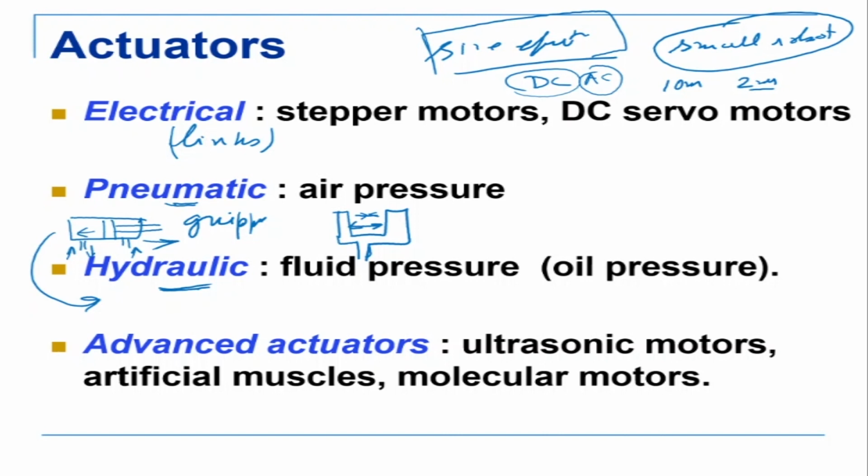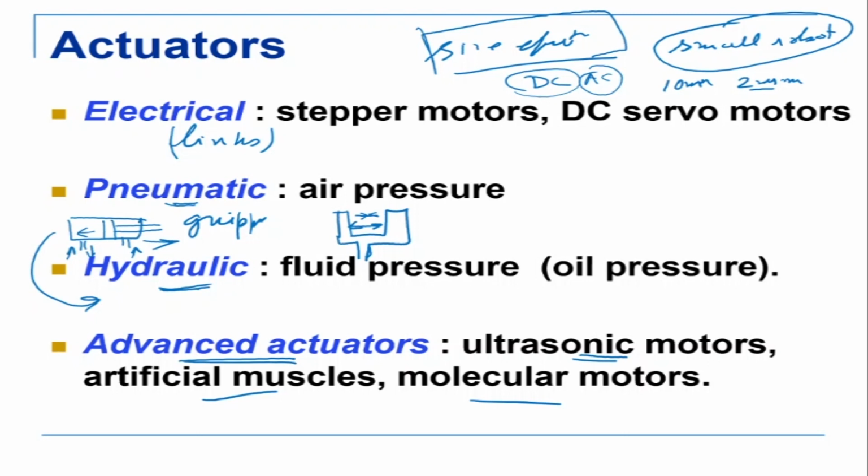So if you want to go to a small size, let's say 10 millimeter or even smaller, 1 millimeter, 2 millimeter, then your actuator cannot be electrical, pneumatic, or hydraulic, because those small actuators will not give you enough power. In that case, you need to use other kinds of actuators, which are called advanced actuators. For example, ultrasonic motors, artificial muscles, and molecular motors, which work at very small scales and are independent of the size effect. As we go along, we'll see what they are and how they are applied.